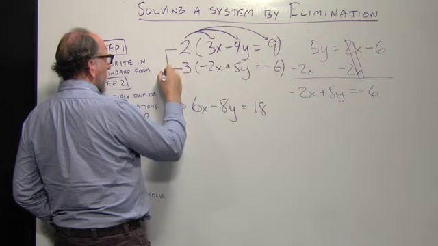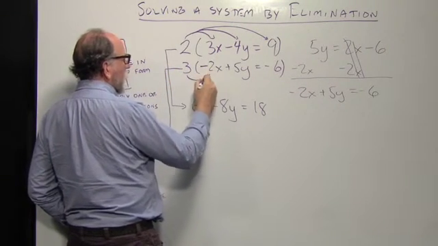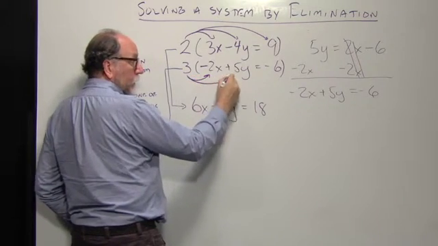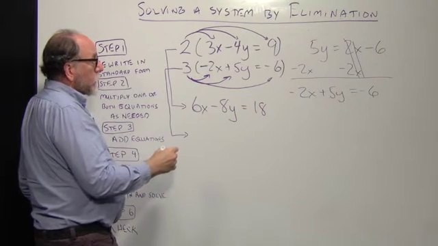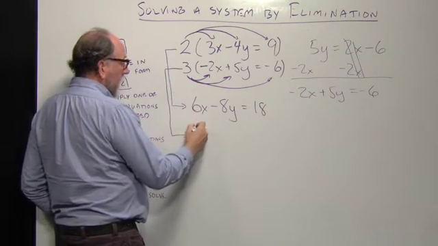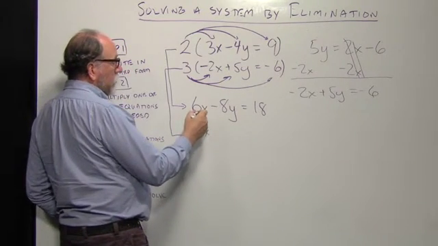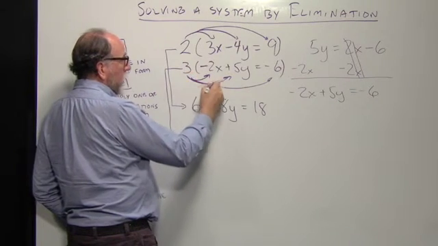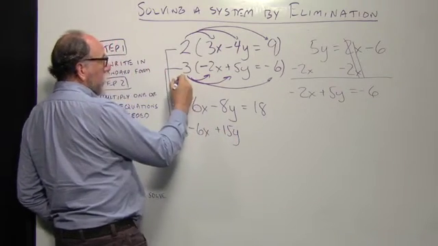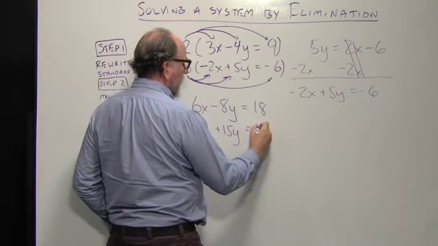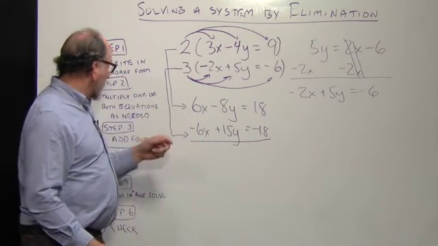Now we're going to do the same with the 3. We're going to put that result right below this one. We're going to distribute that 3 here, and over here. Okay? So 3 times negative 2x is negative 6x. And we have what we need. We're going to add those together later, and they'll add to 0. What's 3 times 5y? That's 15y. And what's 3 times negative 6? That's negative 18. I'm going to draw a line, and now we're going to do step 3.